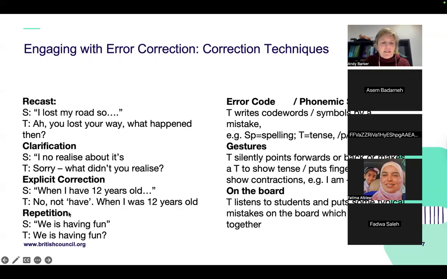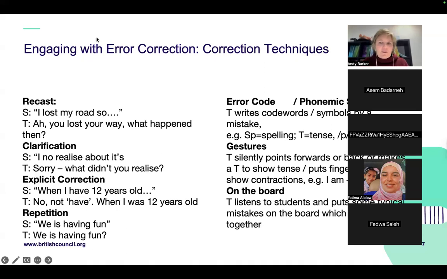And what Fatima was talking about before, about repetition: "we is having fun." She said you can make it a question with your intonation, "we is having fun?" So she did that with us earlier, and that's a nice one to do.